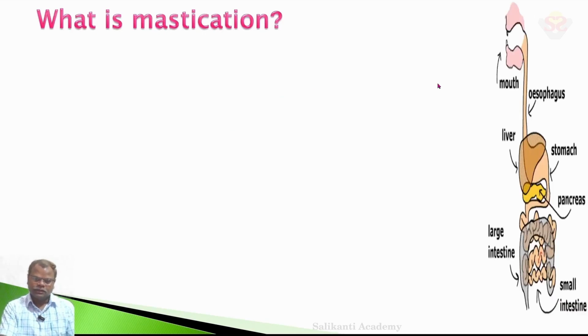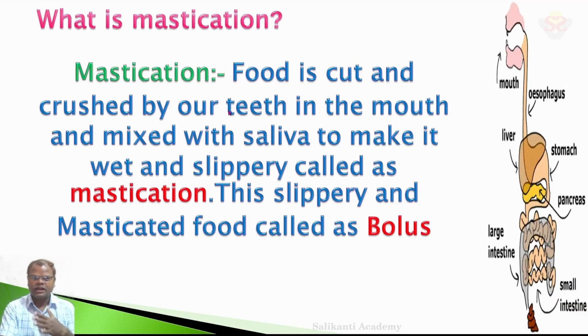What is mastication? Mastication: food is cut and crushed by our teeth in the mouth and mixed with saliva to make it wet and slippery, called mastication. This slippery and masticated food is called bolus. After crushing the food with teeth and mixing with saliva, we engulf it into the esophagus. This process is known as mastication.